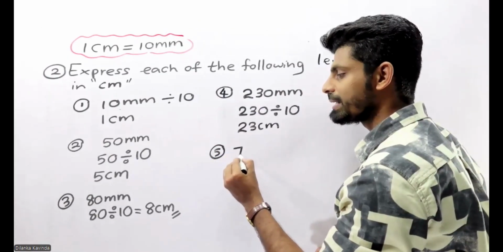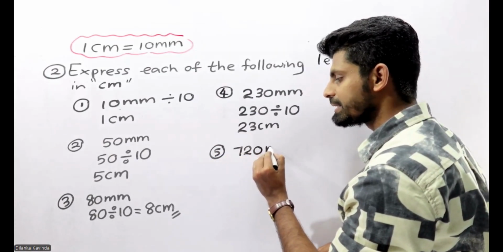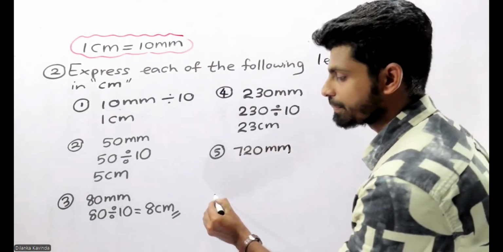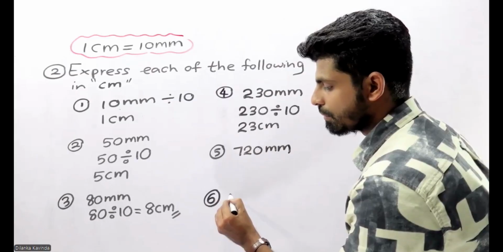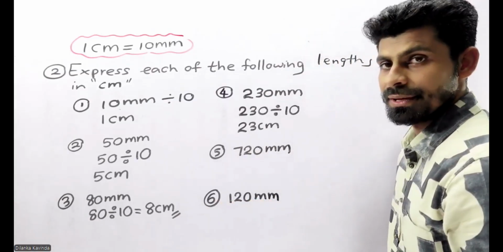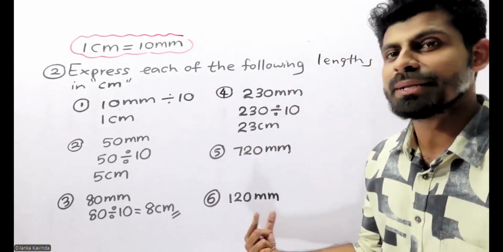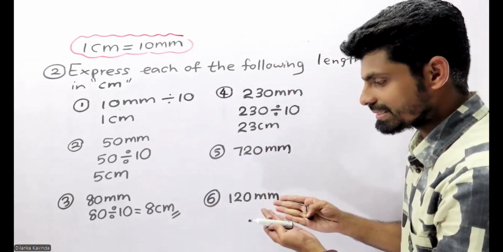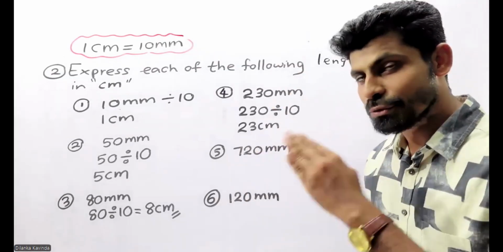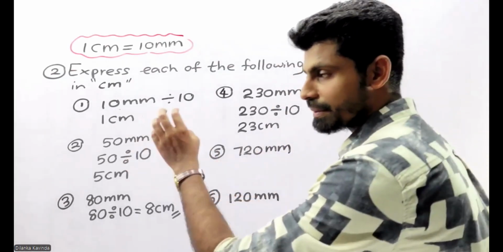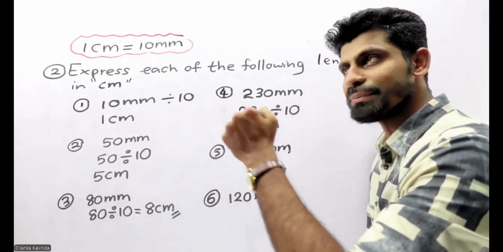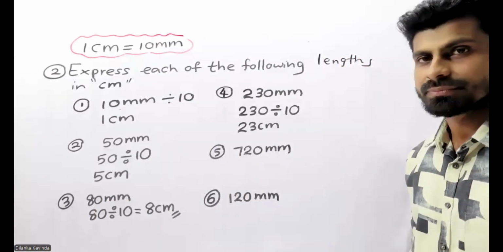Right? Just consider this one. 720 millimeters. Convert to centimeters. Question number 6. 120 millimeters. How can you convert 120 millimeters into centimeters? Just divide by 10. Divide by 10 means the last zero should be cancelled out. Right? 72, 12. Likewise, we can do so many fractions.